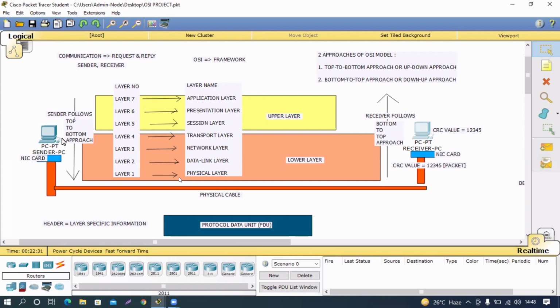Connection oriented means that when this machine sends any information over here, this machine has to provide an acknowledgement that it has received the information. This receipt, it will provide to this machine. And connectionless means no acknowledgement, no receipt. This machine will send information to this machine and that's it. This machine will not provide any type of receipt.